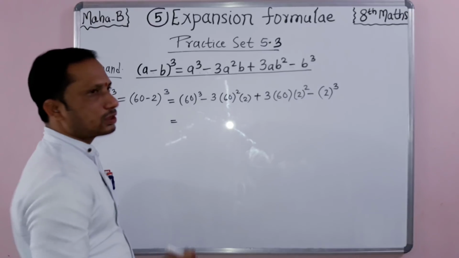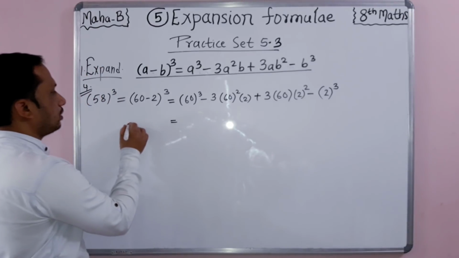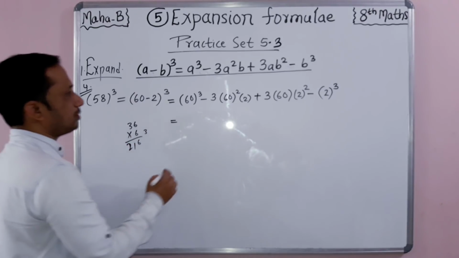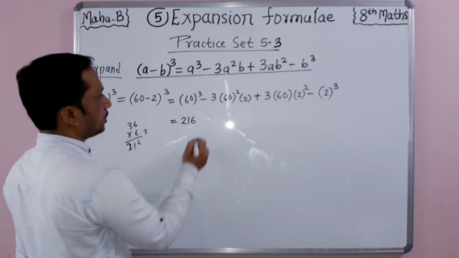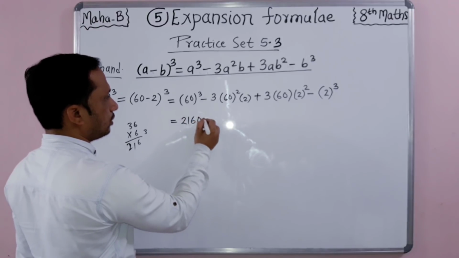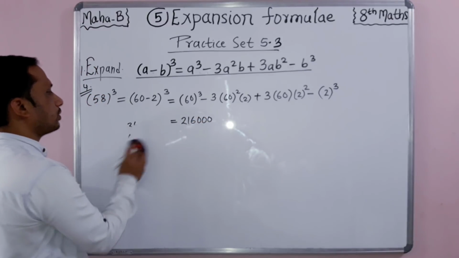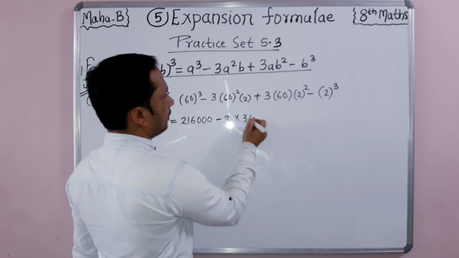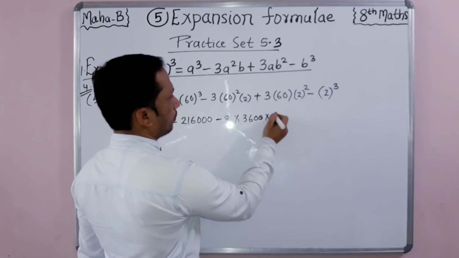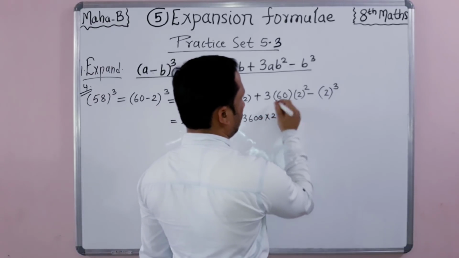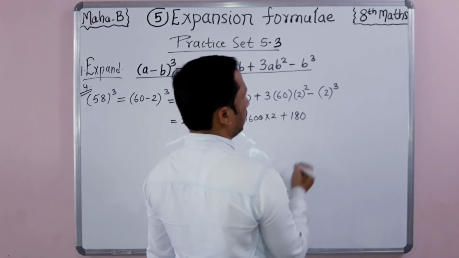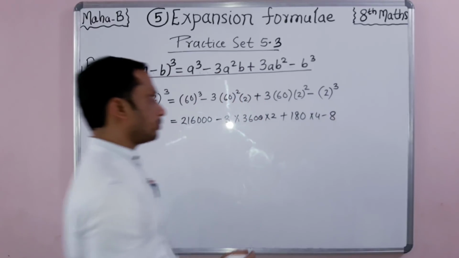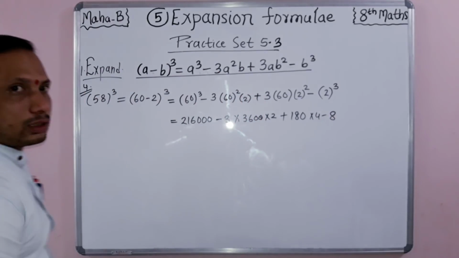Okay students, so now solve this. What is the cube of 6? 6 sixes are 36, and 36 into 6 is 216. Okay students, and how many zeros are there student? 3 zeros. So take 3 zeros, minus 3 into 36 and 2 zeros are there into 2, plus 3 into 6, it is 18, 180 into 4, minus 2's cube is what student? 8. Okay students, so first of all expand the given number like this.